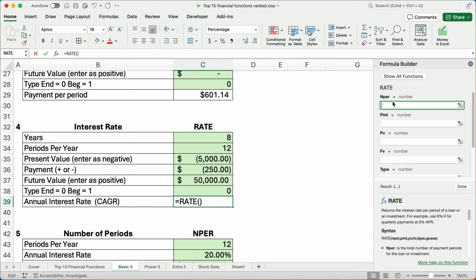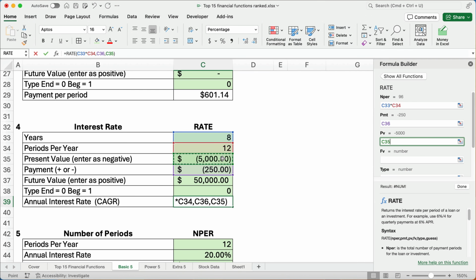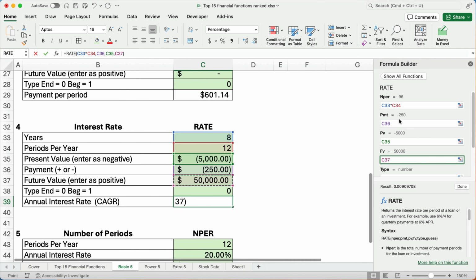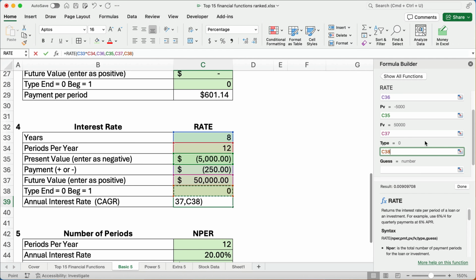So the number of periods is going to be 8 times 12. The payment is going to be 250. The present value is 5,000, and the future value is 50,000. Okay, do you see those numbers have gone in negative, negative, and positive? And the payments happen at the end of the period, 0.